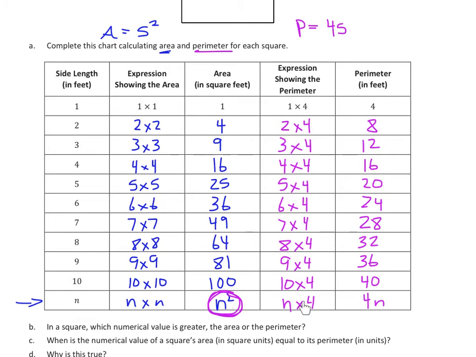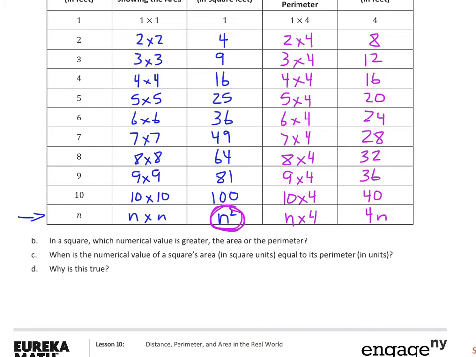And so here down, you can see that if I'm doing the side, in this case 10, or in this case n, times 4, that's the same as just saying 4 times whatever the side is. So perimeter of a square is just 4 times the side, and the area is just the side squared. Now for B, C, and D, these are just observational questions. Which is greater, the area or the perimeter?